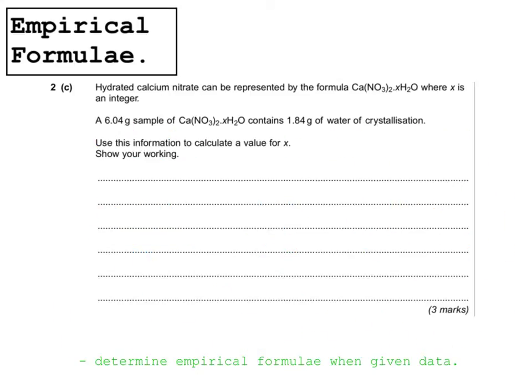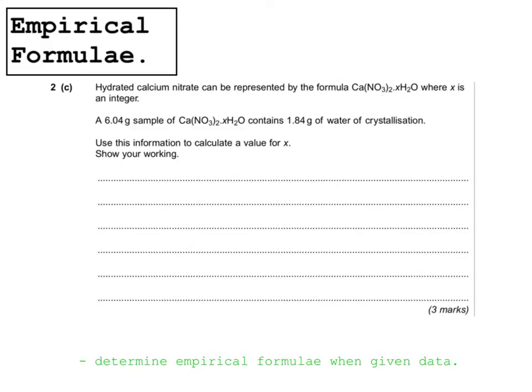So this next example is an example of a slightly more difficult question they may ask you to do with empirical formulae, but it's worth the same number of marks as the last question. And they're basically asking you to work out a value for X. Now X represents the number of water molecules that attach to this compound here, which is calcium nitrate, when it's hydrated. So when it's surrounded by water, this number of water molecules will surround this compound because it's attracted to it, basically.